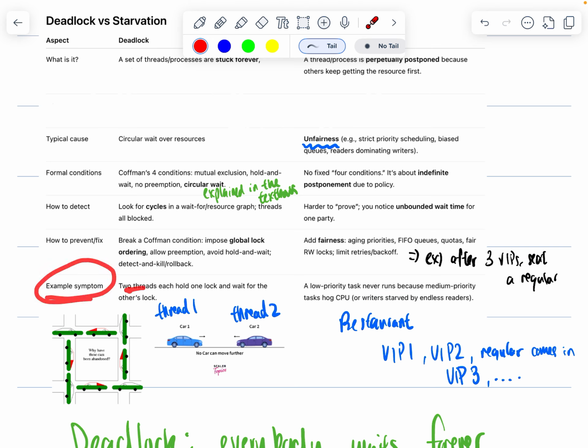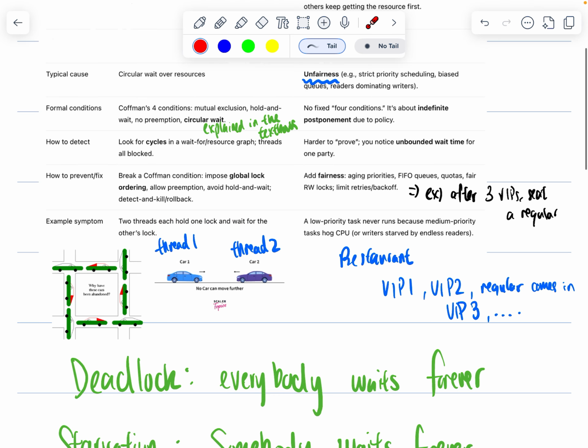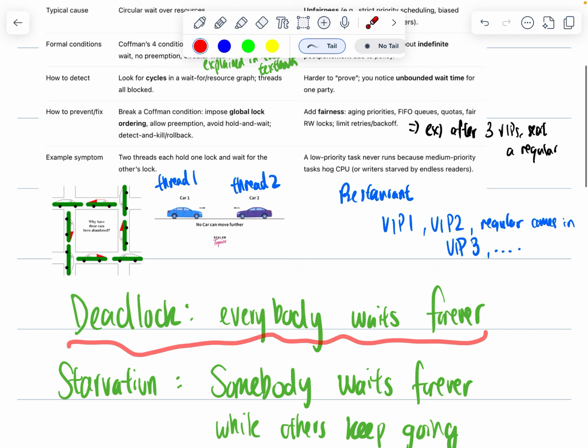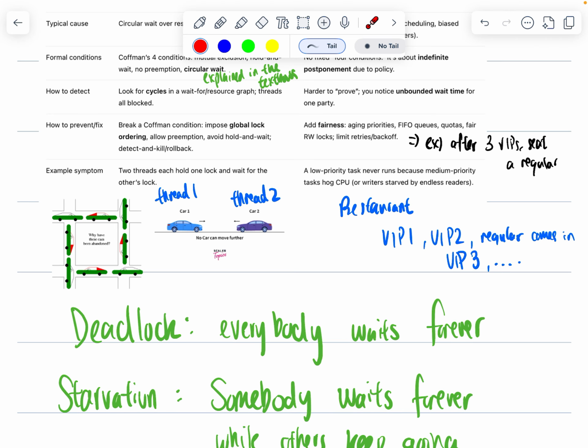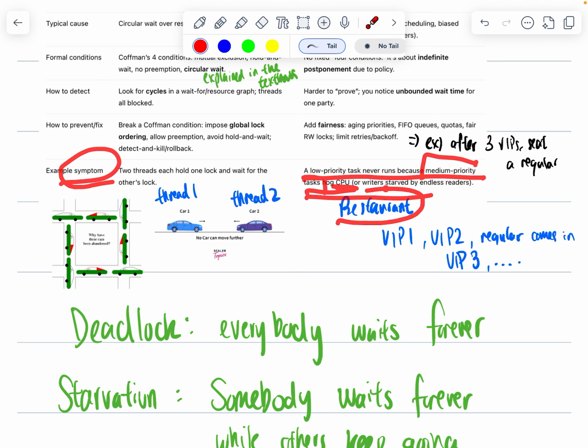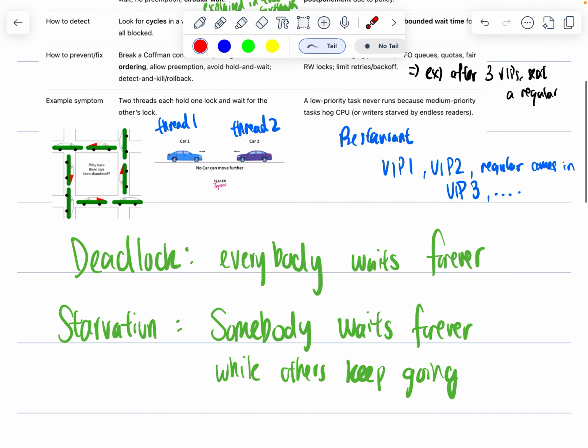So we talked about this. Here, two threads, this thread holds this lock and that thread holds that lock, and they are programmed to wait for the other's lock. So this program will never go forward. Everyone's waiting. So a deadlock here is everyone waits forever. As I defined here, an example system is a medium priority or high priority task hogging all the CPU, which I illustrated with the restaurant example.